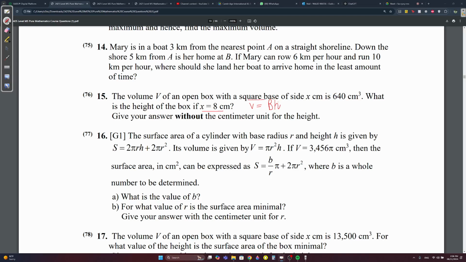What's the area of the base if it's a square? It's the side times side, and they told us that the side is x. How much is x? 8. So this is the base. They said its side is x, and they told us that x is 8. You guys know the area of a square is x times x, or side times side. So 8 times 8, it's 64. So the area of the base is 64. They want us to find the height. 64 times h is 640. H is 10. It's that easy.